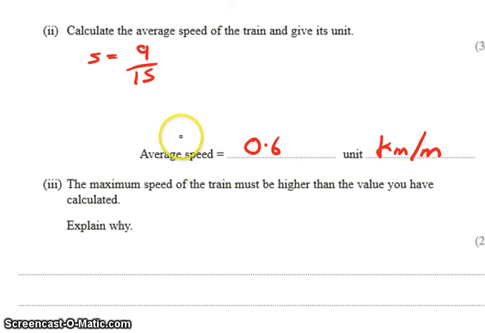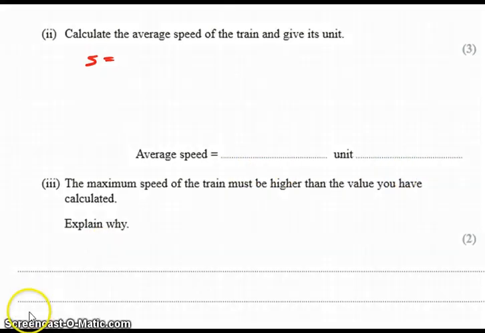One of the most popular was to just put the 9 kilometers up here and then divide by 15 minutes, which will give you 0.6 kilometers per minute. This is a very unconventional unit, but as no unit here was given, as long as you gave a unit here which matched your answer here, this would have been awarded the 3 marks.